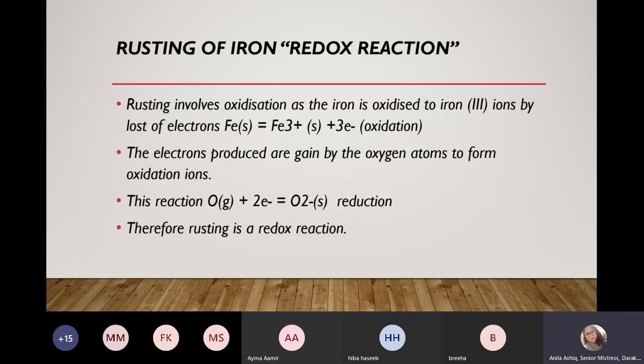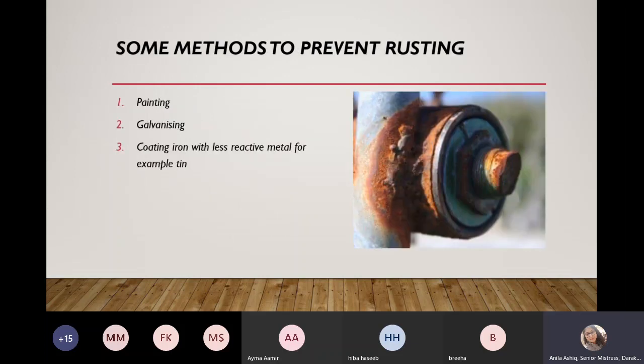And then we have the explanation of why rusting of iron is a redox reaction. I'll upload this PowerPoint presentation with some questions regarding the rusting of iron and redox reaction. We have already studied redox reactions, so you can always relate back to the concept and try to understand things.